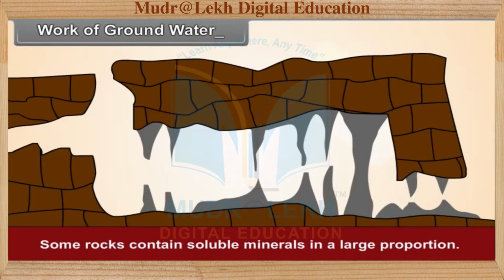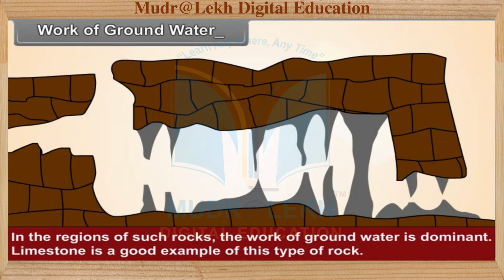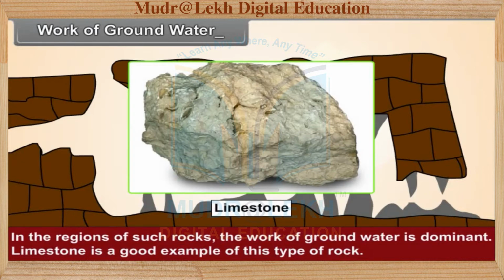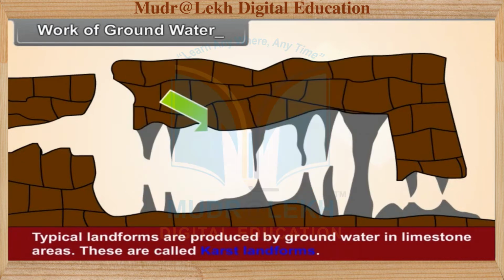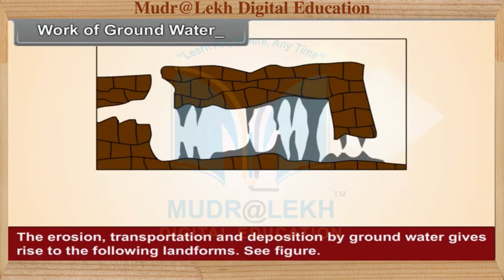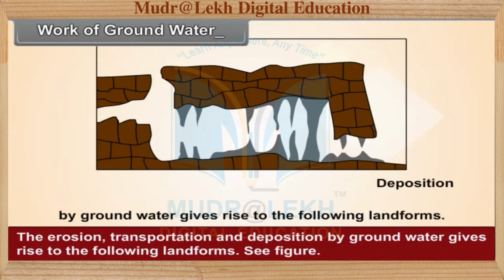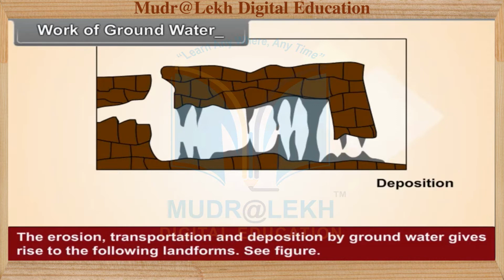Some rocks contain soluble minerals in a large proportion. In the regions of such rocks, the work of groundwater is dominant. Limestone is a good example of this type of work. Typical landforms are produced by groundwater in limestone areas. These are called Karst landforms. The erosion, transportation and deposition by groundwater gives rise to the following landforms. See figure 10.1.